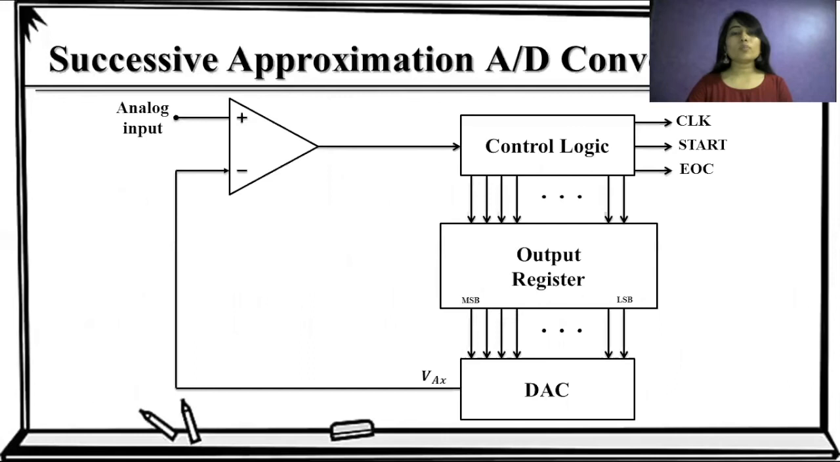Here we have a basic diagram for the successive approximation analog to digital converter. We have a comparator which compares the analog input and the approximate digital to analog value. Then this comparator output is given to the control logic circuit. The control logic circuit output is given to the output register, and this register value is again given to the DAC, and again the values are compared. Here we have three control signals: clock, start, and EOC, that is end of conversion.